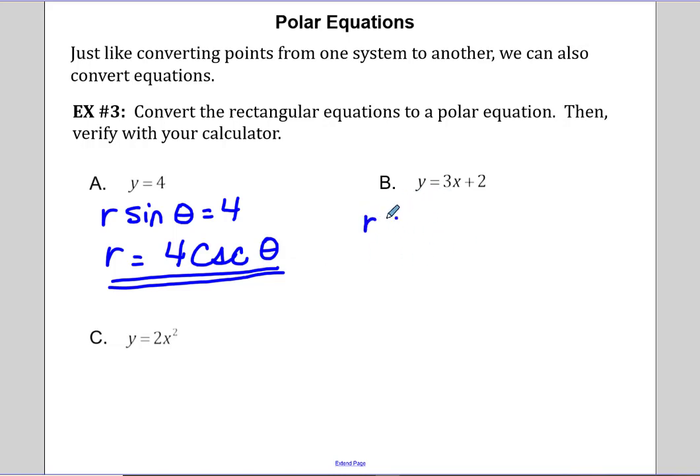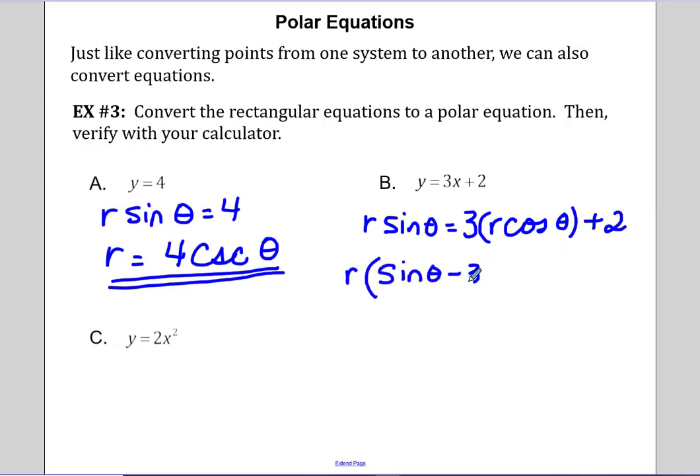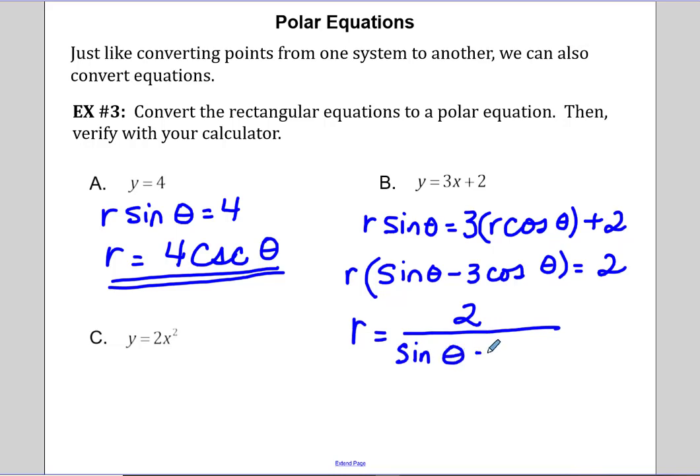We know y represents r sine theta, and x is represented by r cosine theta. If we use substitution to replace those, we can isolate the r on the left-hand side and factor out that common factor of r, leaving the 2 on the right-hand side. Then dividing by that common factor, we have a polar equation, 2 divided by the difference of sine and 3 cosine theta. This is our polar equation that represents the straight line.